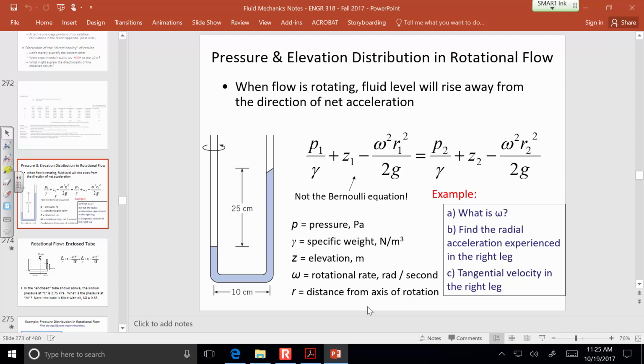So here I told you location 1 will be the left, location 2 will be the right. This equation is valid anywhere. We could say here is 1 and there is 2, but we don't know from the dimension drawing what those radiuses are, and we don't know what the pressure is at those locations. So sometimes the key to success is picking the right boundaries to apply this equation across.